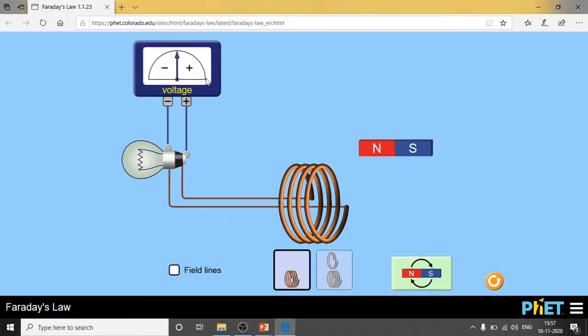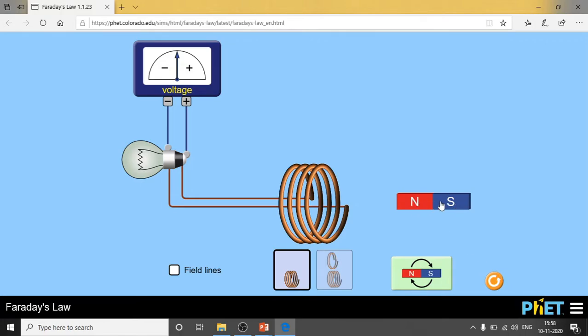Now this is the setup. Here you will observe that this is a bulb which is connected. This is a coil. This will be the north and the south pole. Now let's check the first case. Whenever the magnet is placed at rest position, what do you observe here? No voltage is generated. So whenever the magnet is kept at rest, no voltage will be generated.